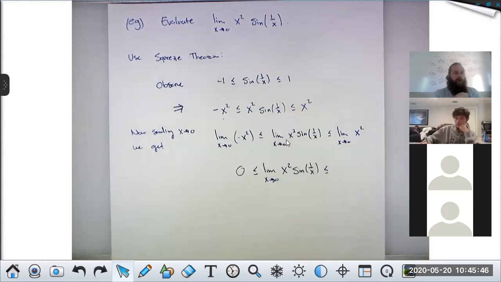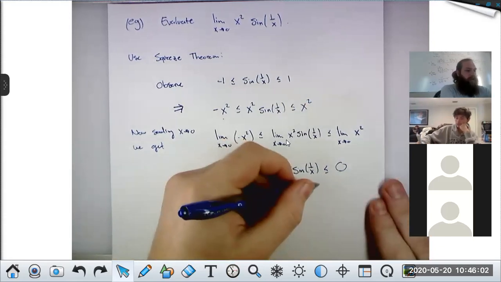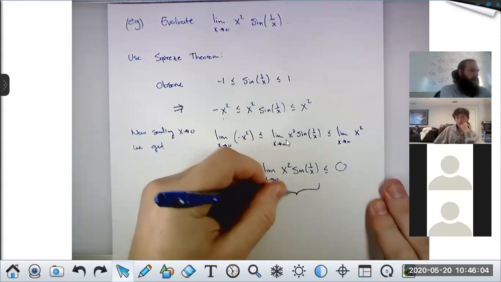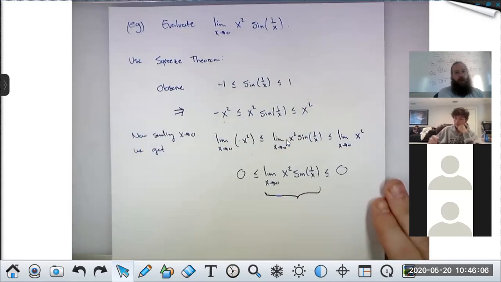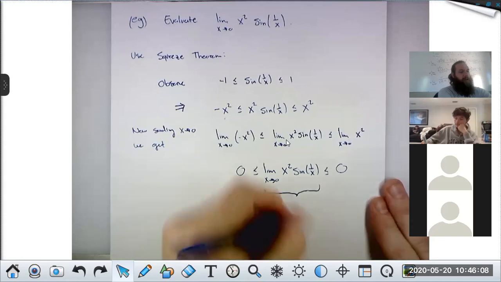What is the limit as x goes to 0 of x squared? Yeah, this is also 0, right? X squared is continuous at 0. You can just plug in. So this is what we get. So this middle guy has no choice. He's trapped between 0 and 0. He's got to be 0.